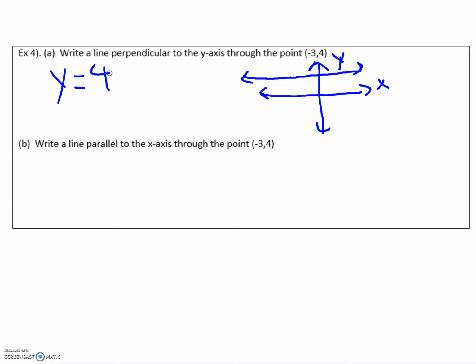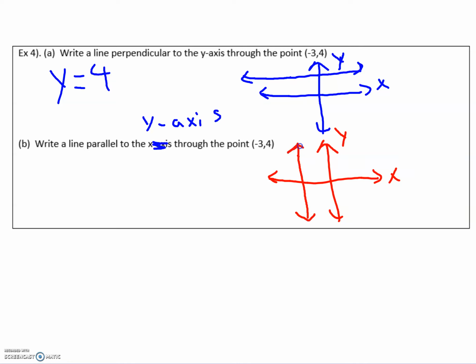y equals 4. Okay, now for this one, let's change this to parallel to the y-axis, so we can have something different. Again, my point is still in the same location, and this is my x and this is my y, but I need to be parallel to the y-axis instead, so I just need a line that has an undefined slope. The only way we can write that is x equals, and what is the x value of my point? According to this, it's negative 3.